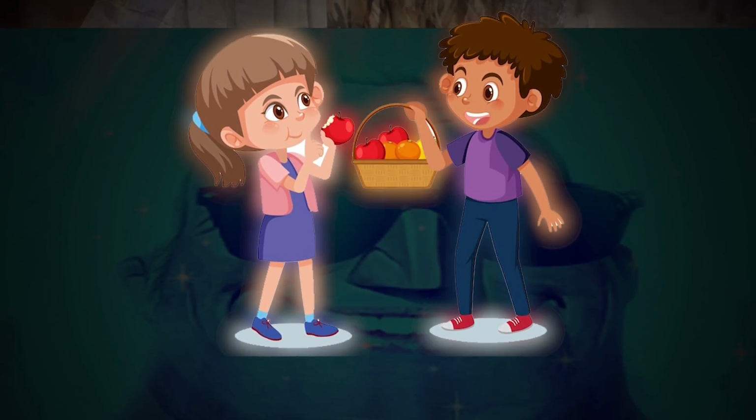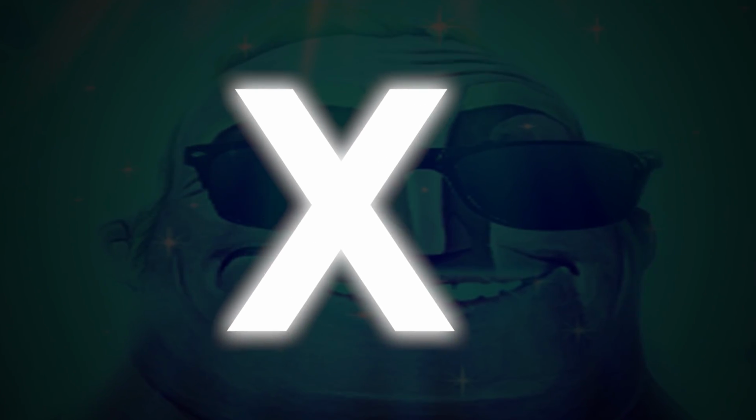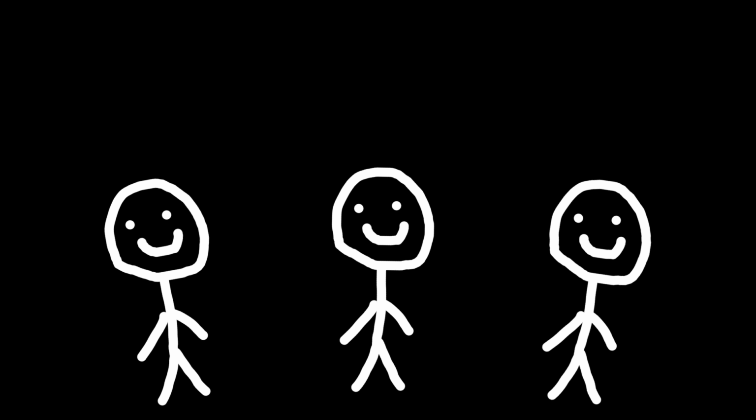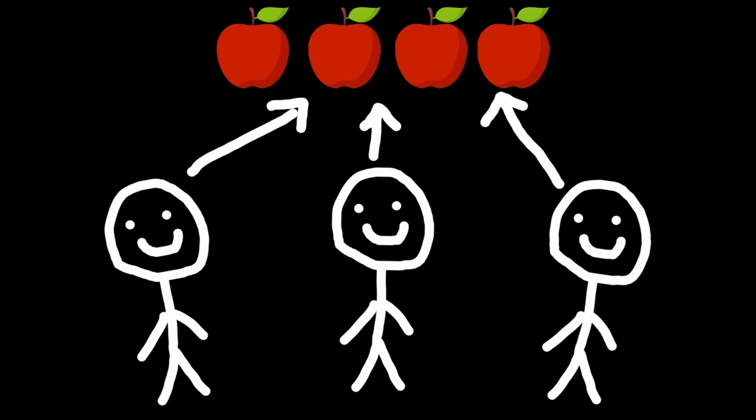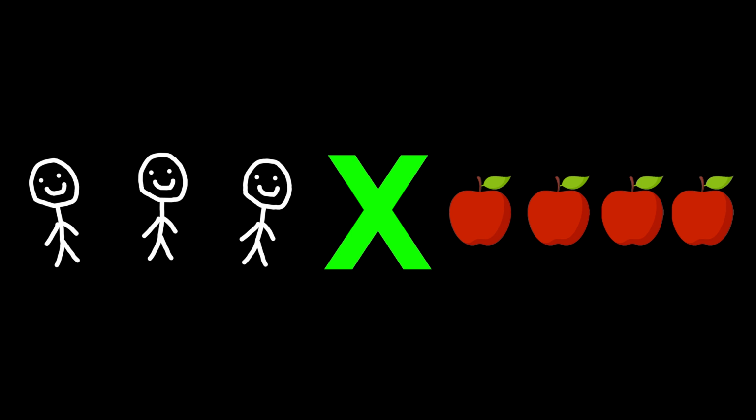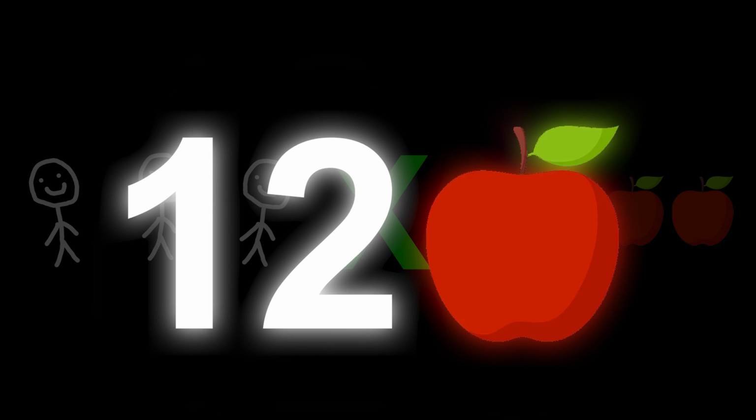But what if you want to share your fruits with friends? That's where multiplication comes into play. Let's say you have 3 friends, and each of them wants 4 apples. By multiplying 3 friends by 4 apples each, you will need 12 apples in total.